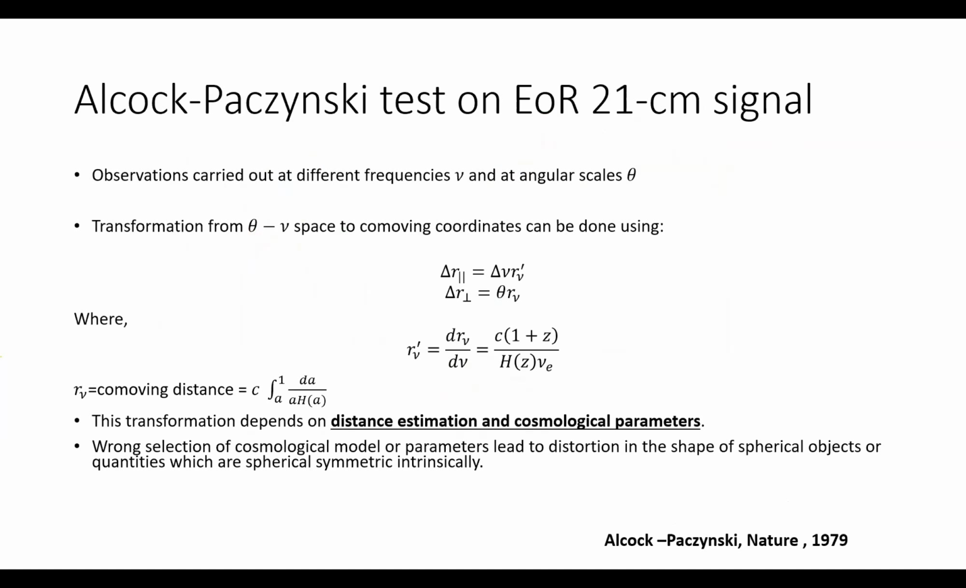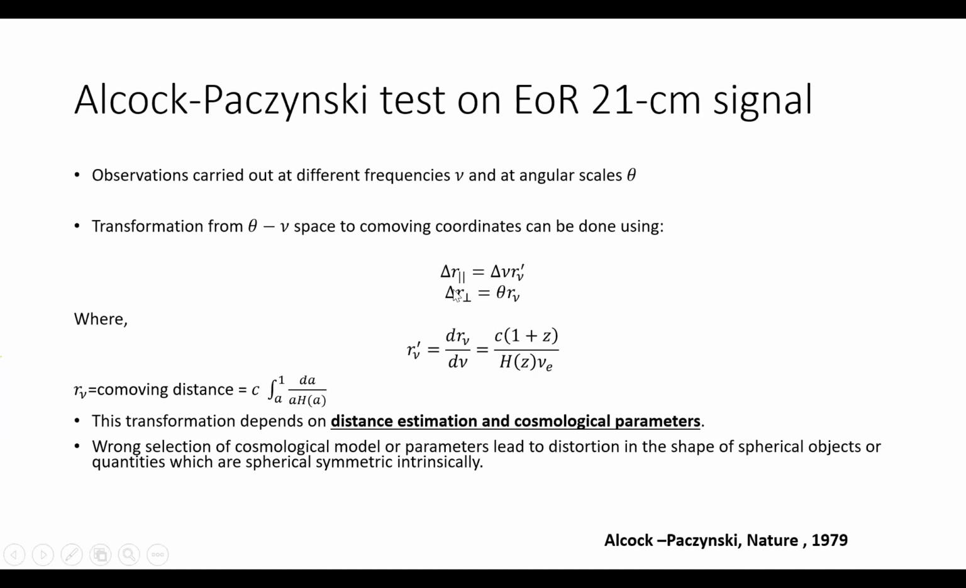So what is Alcock-Paczynski? In 1979, Alcock and Paczynski wrote a paper and argued as follows. Our observations are done in frequency and angle, right? We always measure redshift and angular scale in some form. Now, in order to actually convert this frequency and theta into co-moving coordinates, you have to use these kinds of relations.